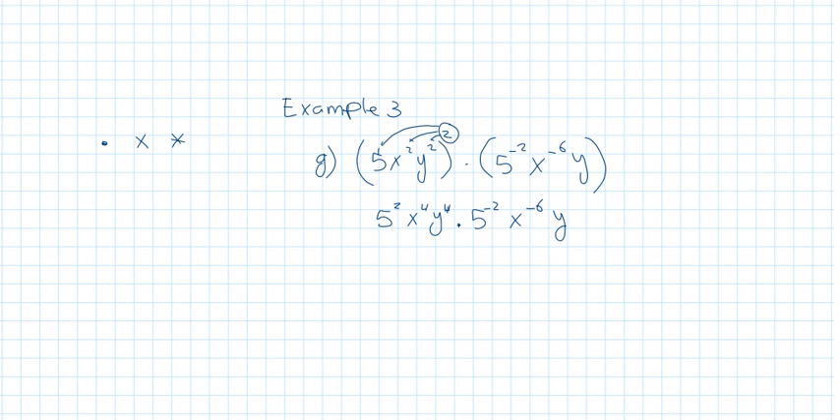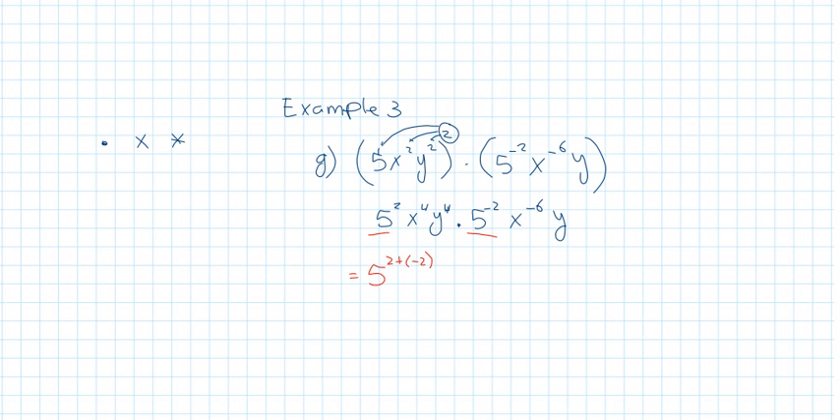So you look at the like terms, the ones that have the same base. So 5 to the power of 2 times 5 to the power of negative 2. What would that give you? 5 to the power of 0, because what I'm doing is adding the exponents. 2 plus minus 2. I'm going to show you the step, okay? 2 plus minus 2 is basically 0, but I'm going to show you the steps.